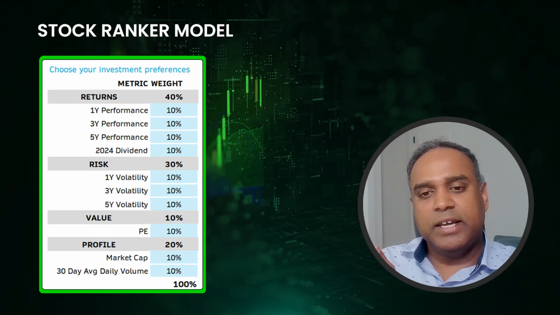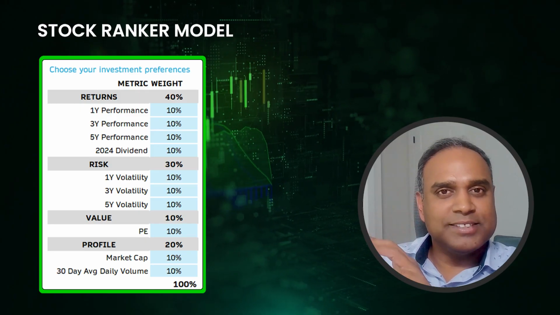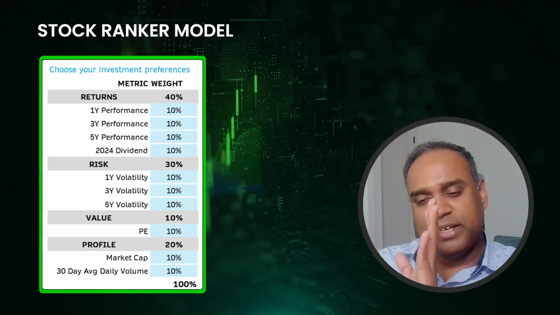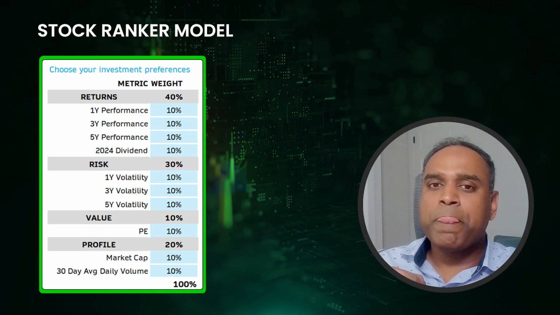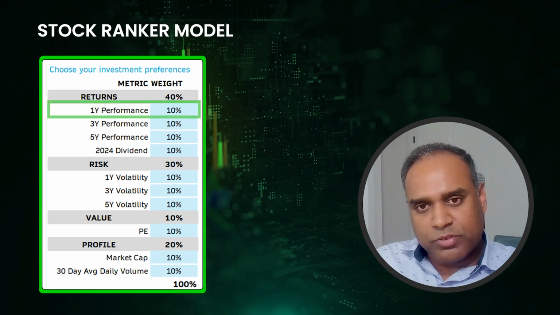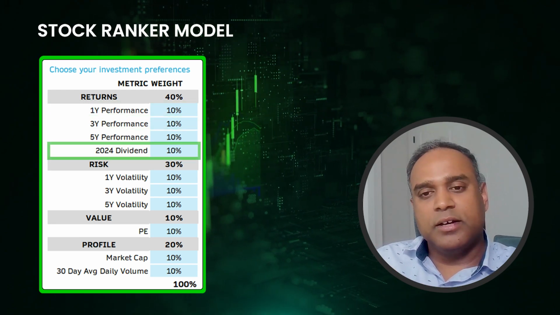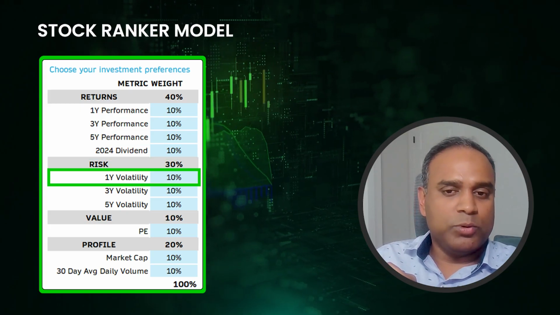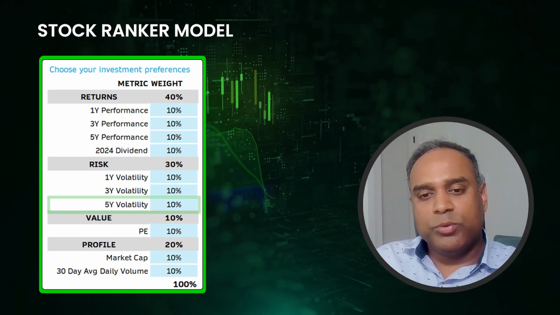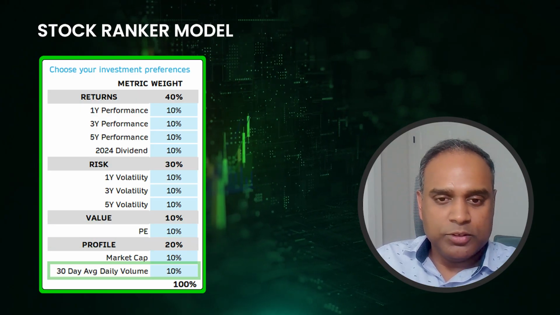And here I have selected 10 metrics. I know we discussed a lot more than 10, but some of those metrics are related. So I just wanted to keep these 10 to begin with. These 10 metrics are 1-year, 3-year, 5-year price performance changes, 2024 dividend yield, risk, 1-year volatility, 3-year volatility, 5-year volatility, PE ratio, market cap, and the 30-day average daily volume. So I've put this into 4 sections: returns, risk, value, and profile, with 10 metrics.